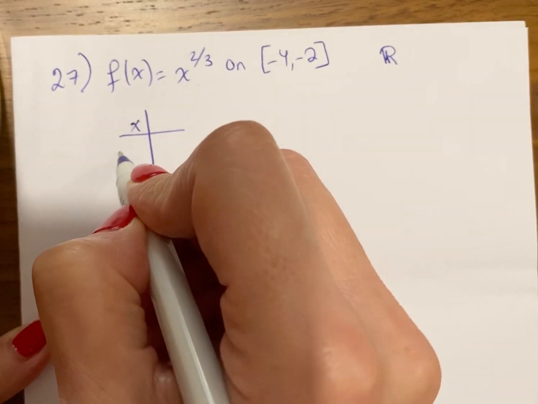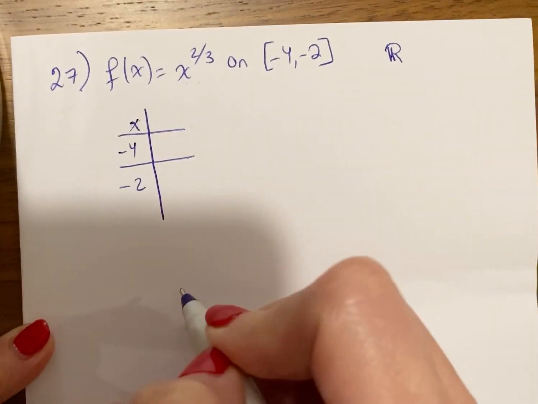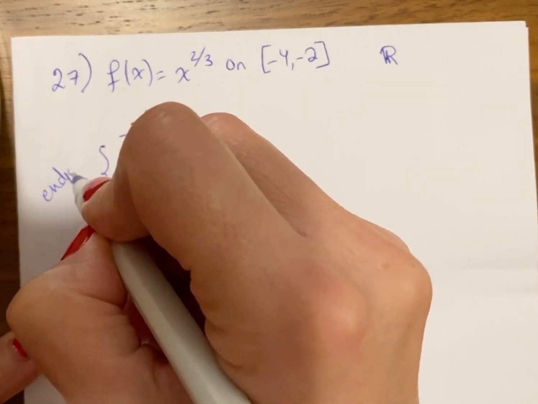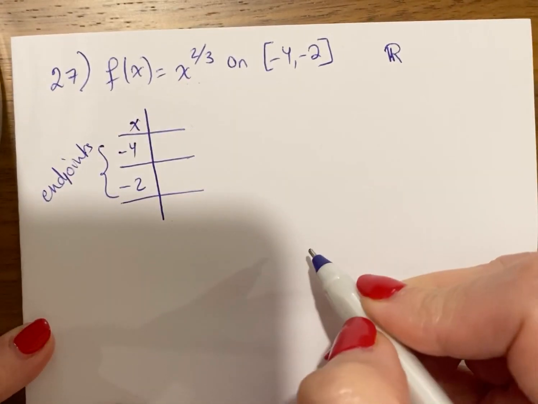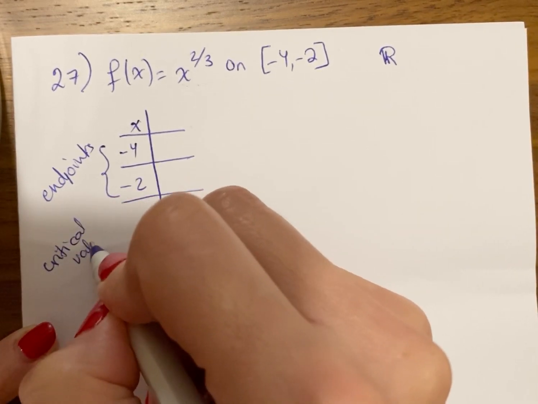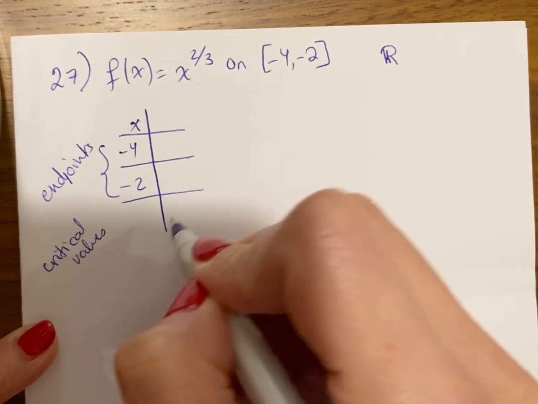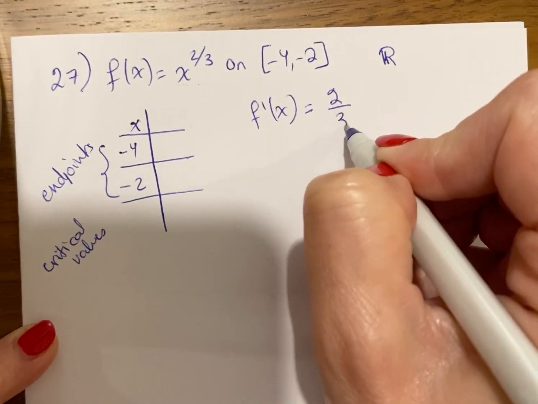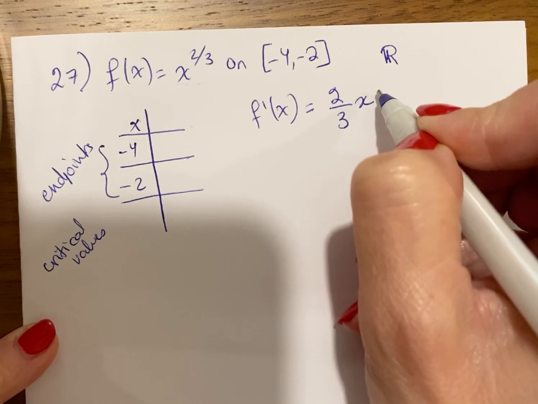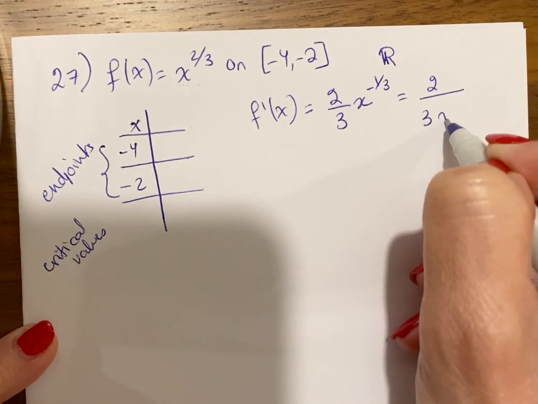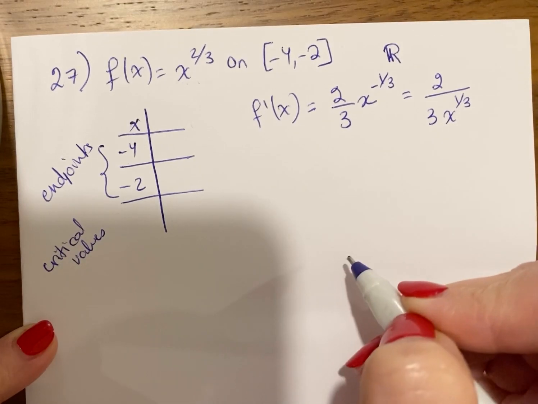And what are my options? The x can be minus 4 and minus 2. These are my endpoints. What do I also look for? I look for critical values. To find critical values, I need the derivative function. The derivative function is 2 over 3 x to the power 2 over 3 minus 1, which is 2 over 3 x to the power 1 over 3.